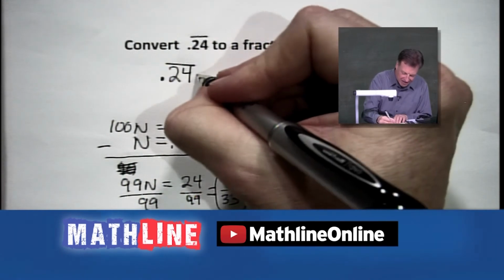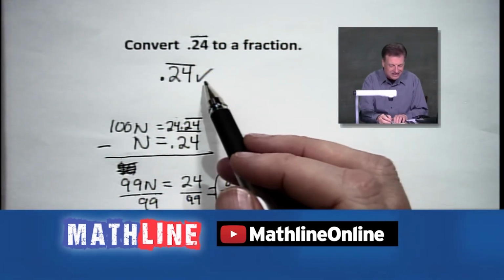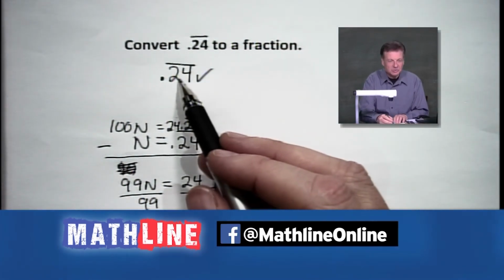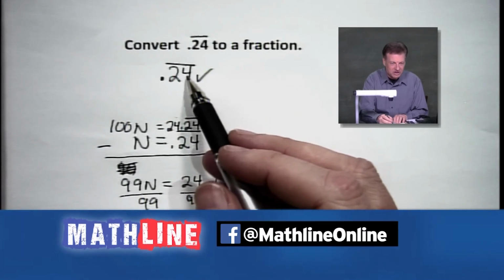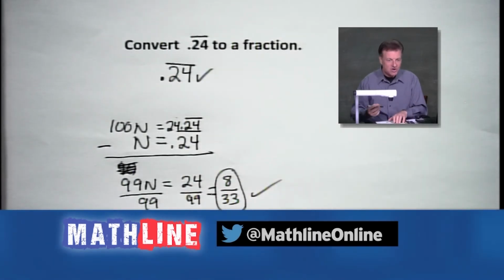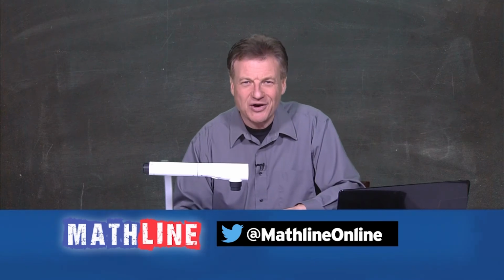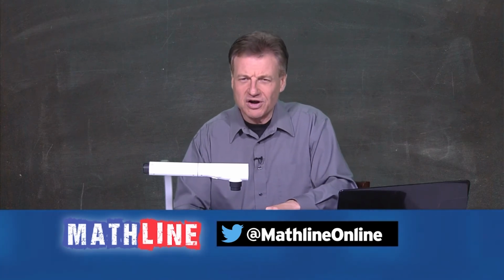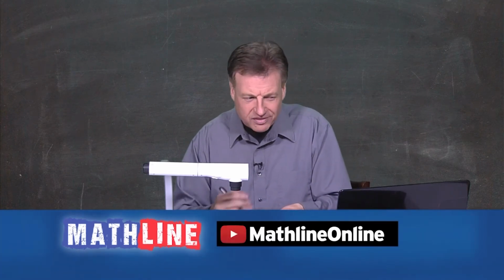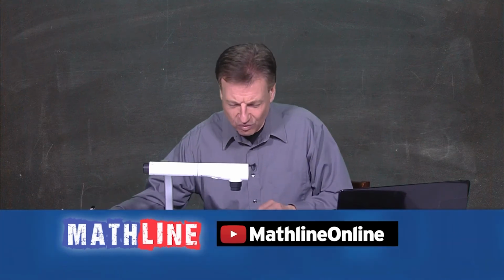Yeah, I know. And if you were to change that to a percent, it would be 24 and 8/33%. All right, so we can go there also. By the way, 8 over 33 is almost 1/4. And notice that decimal is almost 1/4.